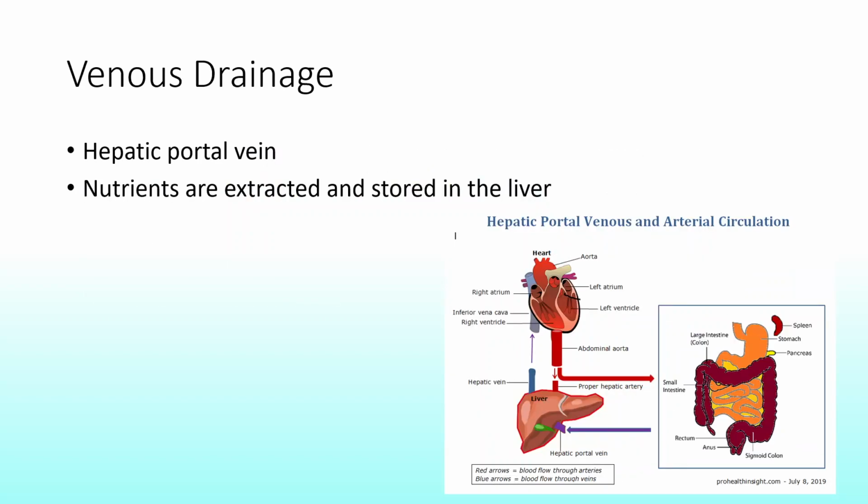Now let's talk about the venous drainage. All of the veins from the GI tract, the pancreas, the spleen, and the gallbladder will drain into the hepatic portal vein, which takes blood to the liver. This process allows the nutrients to be extracted, and one common example is glucose that's stored as glycogen. Okay?